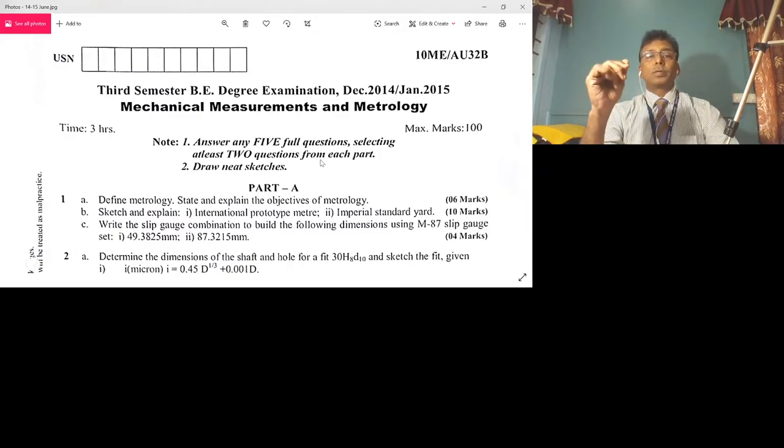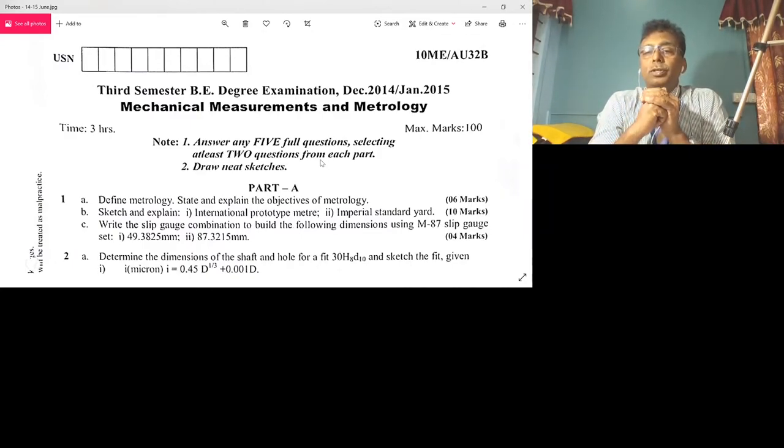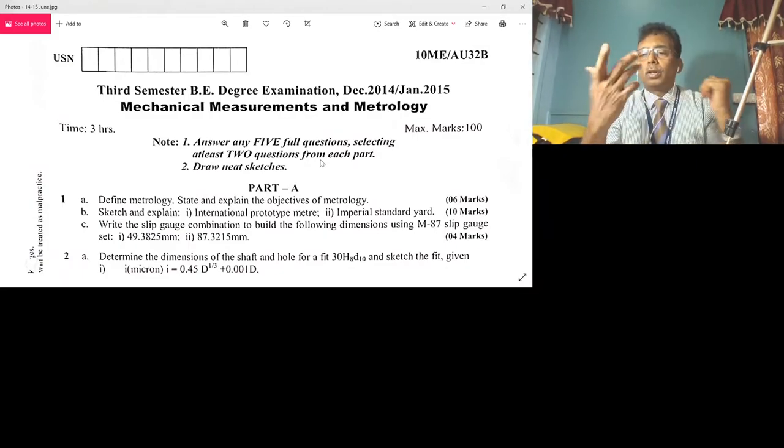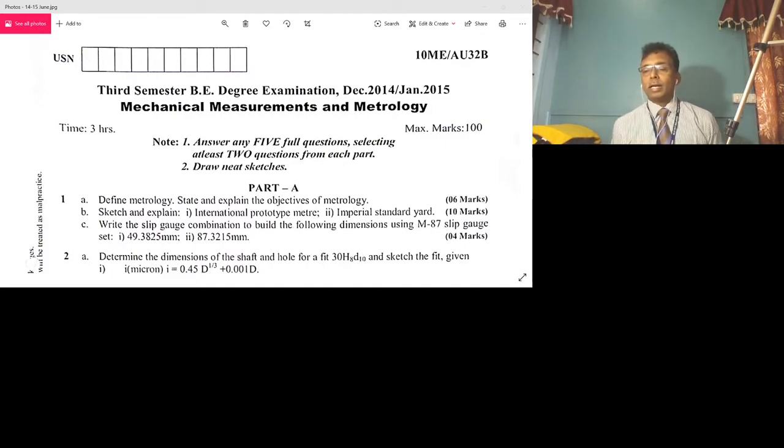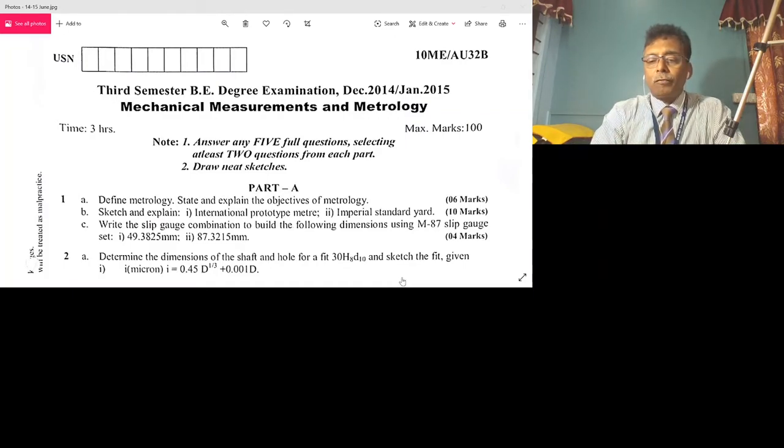This is a third semester BE degree examination question paper 2014-15, Mechanical Measurements and Metrology. Don't worry about the codes that you see here. Let us only think about the question papers. Can you see this? Your feedback is important. Can you see the question paper? Gurling, can you see the question paper? Okay, good. Thanks, Anant. I have loaded about 6 or 8 question papers now. Let us start one by one. Let me start the first one.